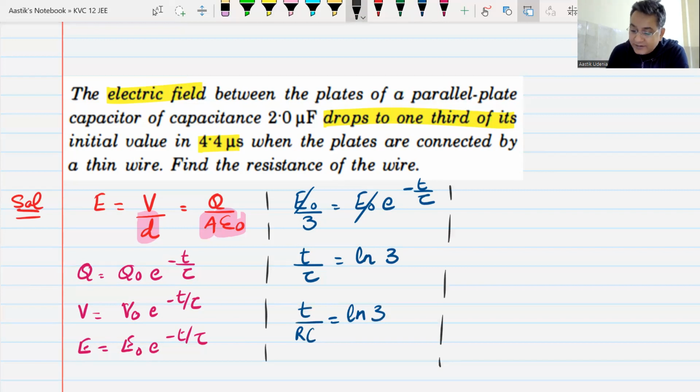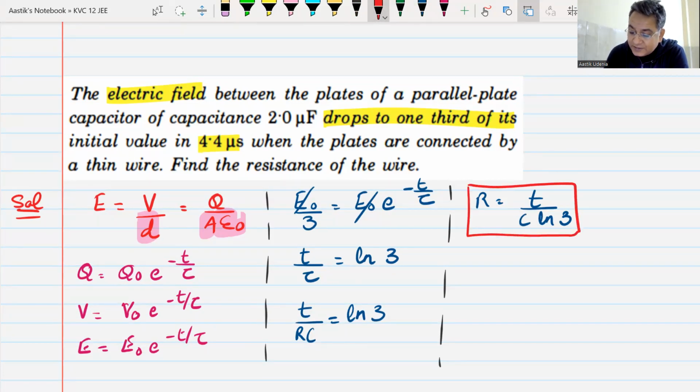And from here, I can find out the resistance of the wire. The resistance of the wire will be T by C multiplied by ln of 3. T is known, C is known, ln of 3, the value would be given. That is the answer, my dear friends, that I was expecting from you.